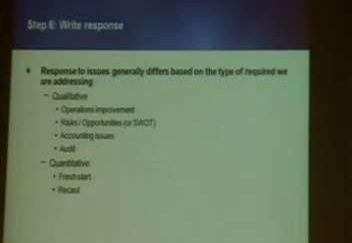So, I'm just going to go over a few of the types of qualitative responses, as well as some of the quantitative. We'll have the area which I like to call operations improvement. We'll have risk and opportunities, or if we want to make it a bit more technical, strengths, weaknesses, opportunities, and threats. We'll have accounting issues. I'll have audit here just for reference purposes, and I'm not going to cover it in this lecture. And then on the quantitative side, we have what I call fresh start, which is just us making the numbers from scratch, versus a recast. A recast is where they've given us some numbers, what they've given us is wrong, and we're going to change it.